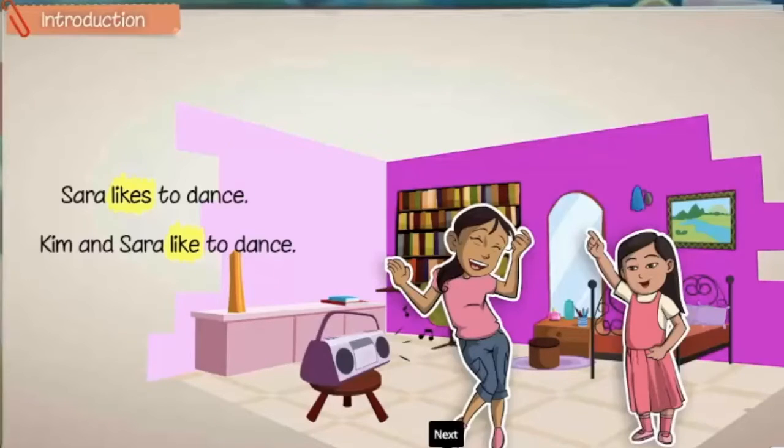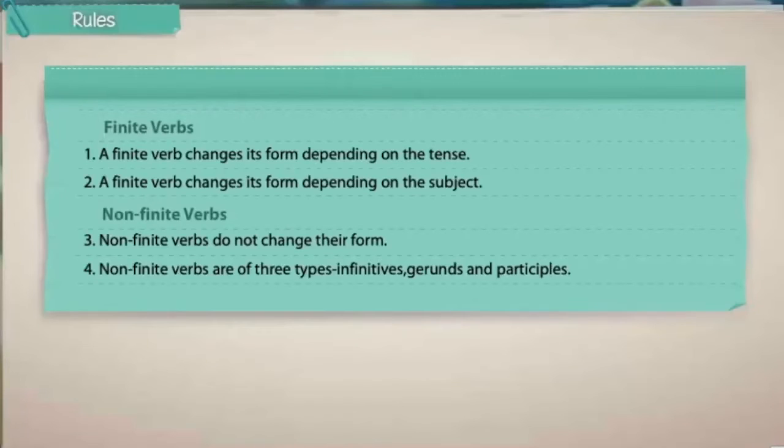Finite verbs. A finite verb changes its form depending on the tense. A finite verb changes its form depending on the subject. Non-finite verbs. Non-finite verbs do not change their form. Non-finite verbs are of three types: infinitives, gerunds, and participles.